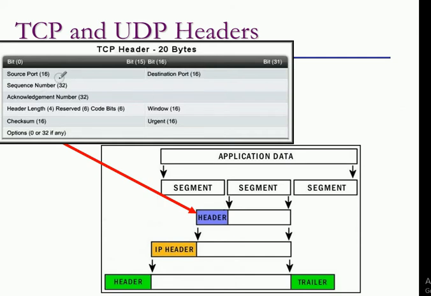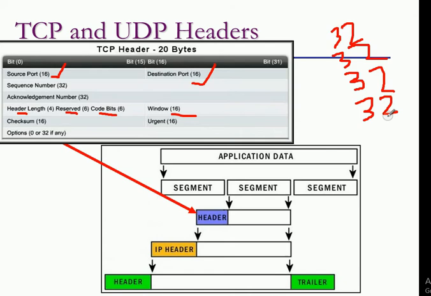We have a lot of ports. Source 16, destination 16 over here, so 32. Then 32 again for sequence number, 32 again for acknowledgement number. Then 4 for header length, 6 reserved, 6 for flags, and 16 for window, that means 32 again. Checksum 16 and urgent 16, 32 again, and options, which is optional, 32.